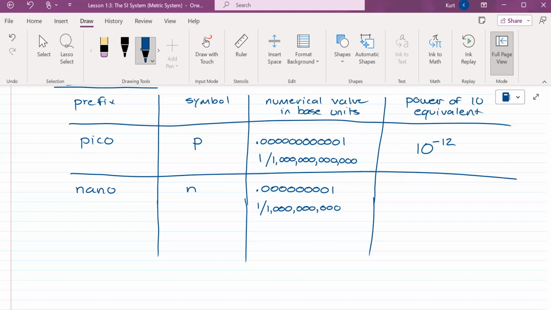Now, I want you guys to think rather than just copy. How many total digits do I have after the decimal? 9. How many zeros are there in 1 billion? 9. So because this is small, it's going to be 10 to the negative 9th. This is bigger than a picometer, a picogram, a picoliter.